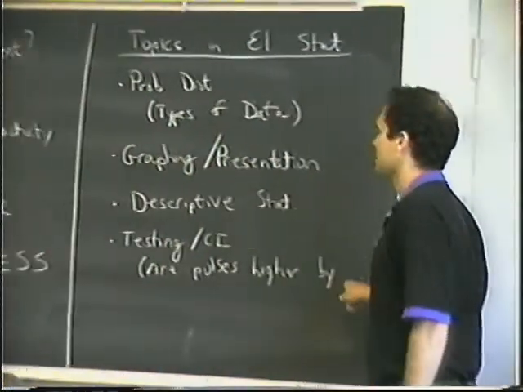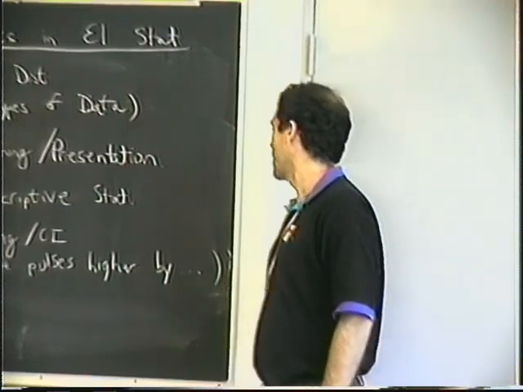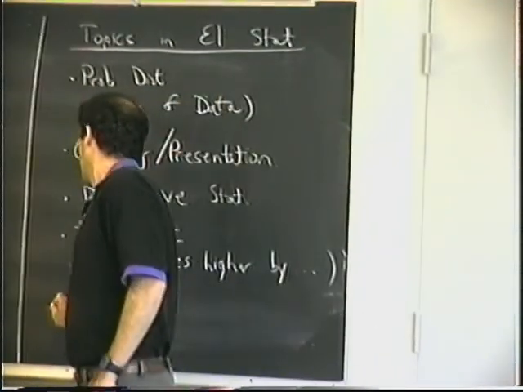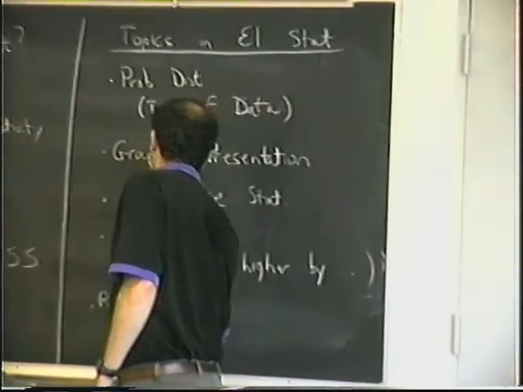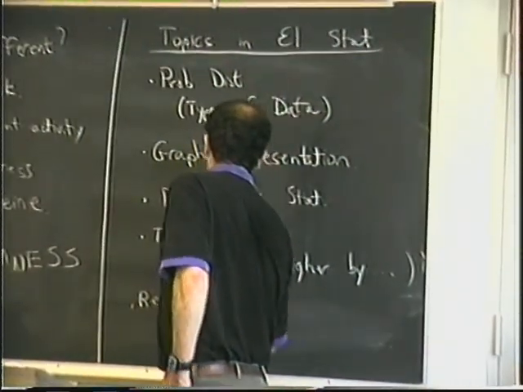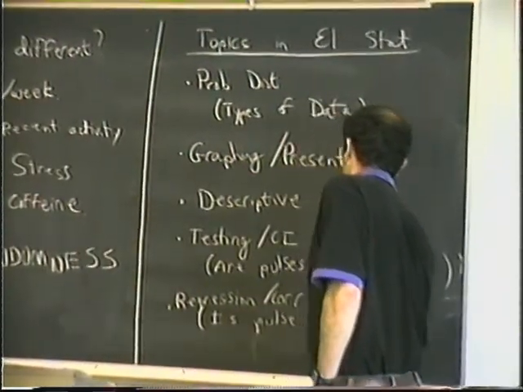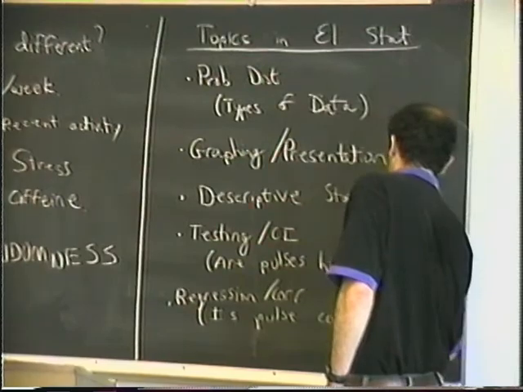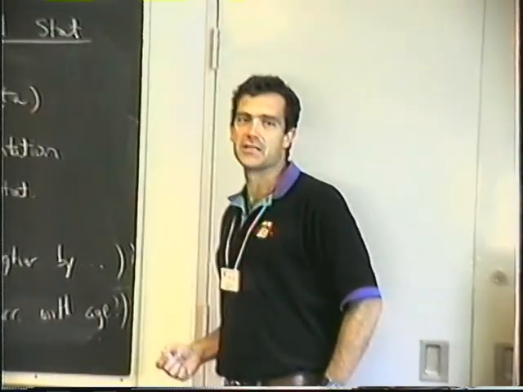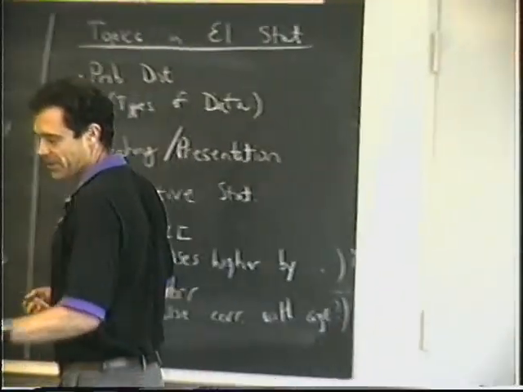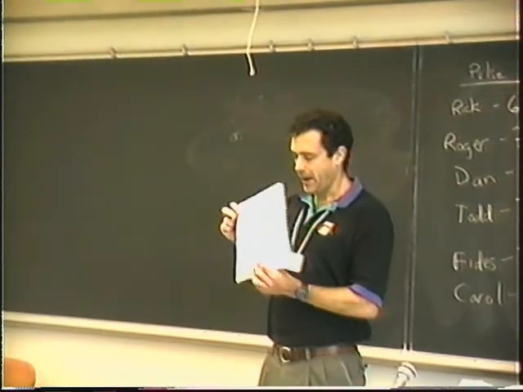And if you think about extending this so that it's not some categorical variable, then we could go to regression and correlation. Because you could think, is pulse correlated with age? Or with hours of exercise per week. In fact, at the bottom of this page on the handout, I have a little data set.